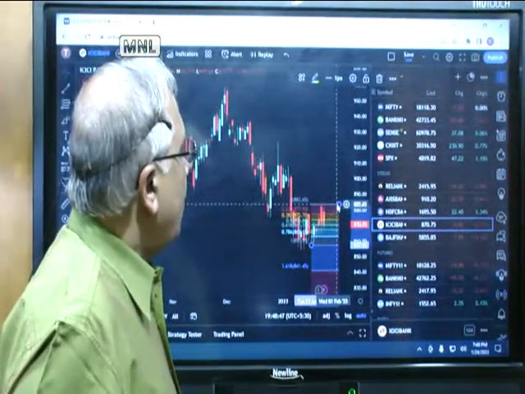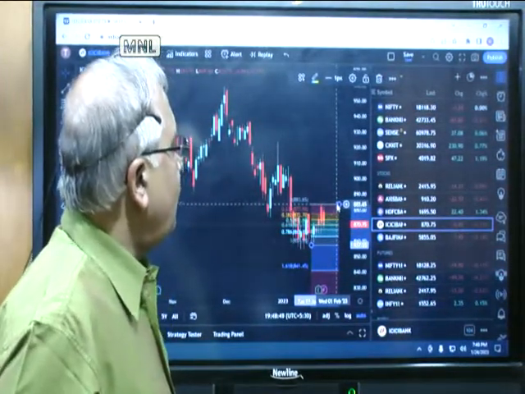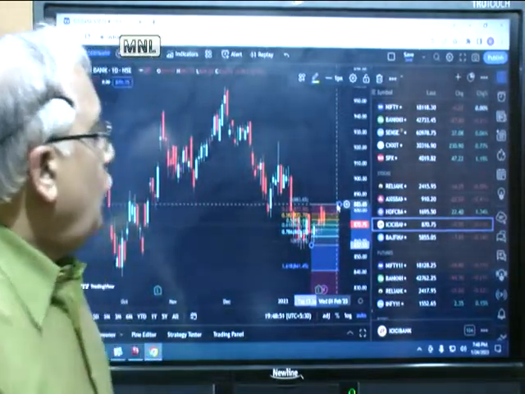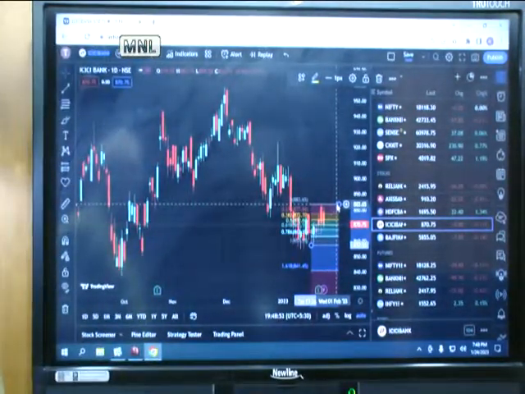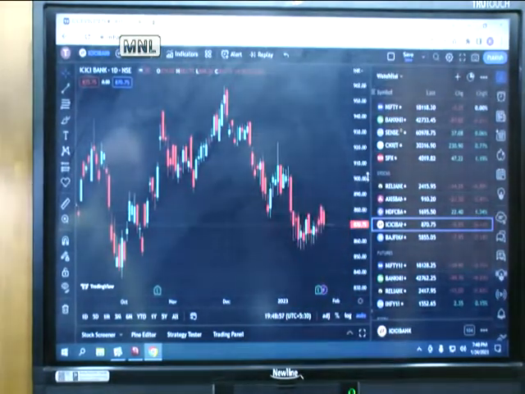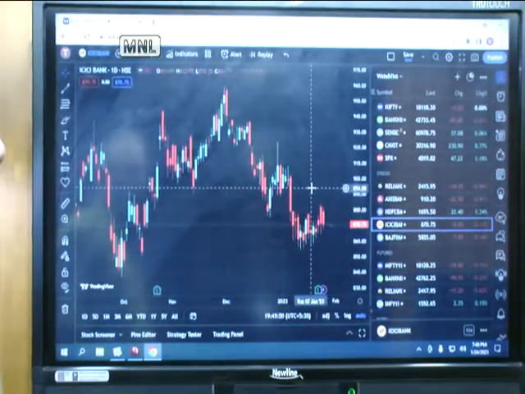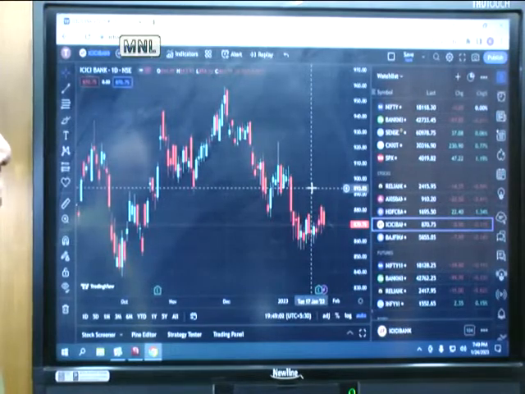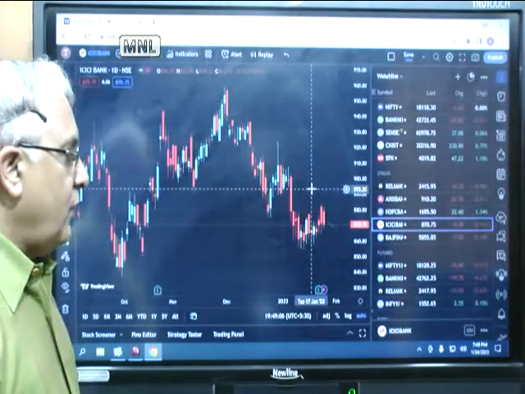Today it came down closer to the 867 levels, right? So up to 863, probably there is a chance that it can go down. So 863 is a place where you can buy. Probably put 858 to 860 as a stop loss as far as ICICI is concerned.